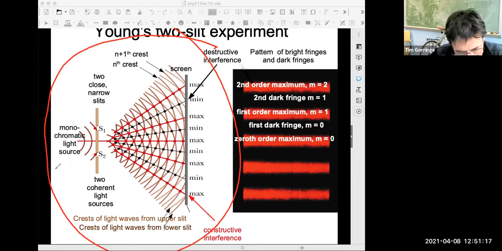Okay, so there is a pattern of crests and troughs of light waves that emerge from slit number 1. And it's a little tricky to see in this, but the darker brown are the crests of light waves from the upper slit. And then similarly from the lower slit, there's crests and troughs of light waves emerging from it. And the other brown color is, so there's two shades of brown, that was clever, emerging from the lower slit.